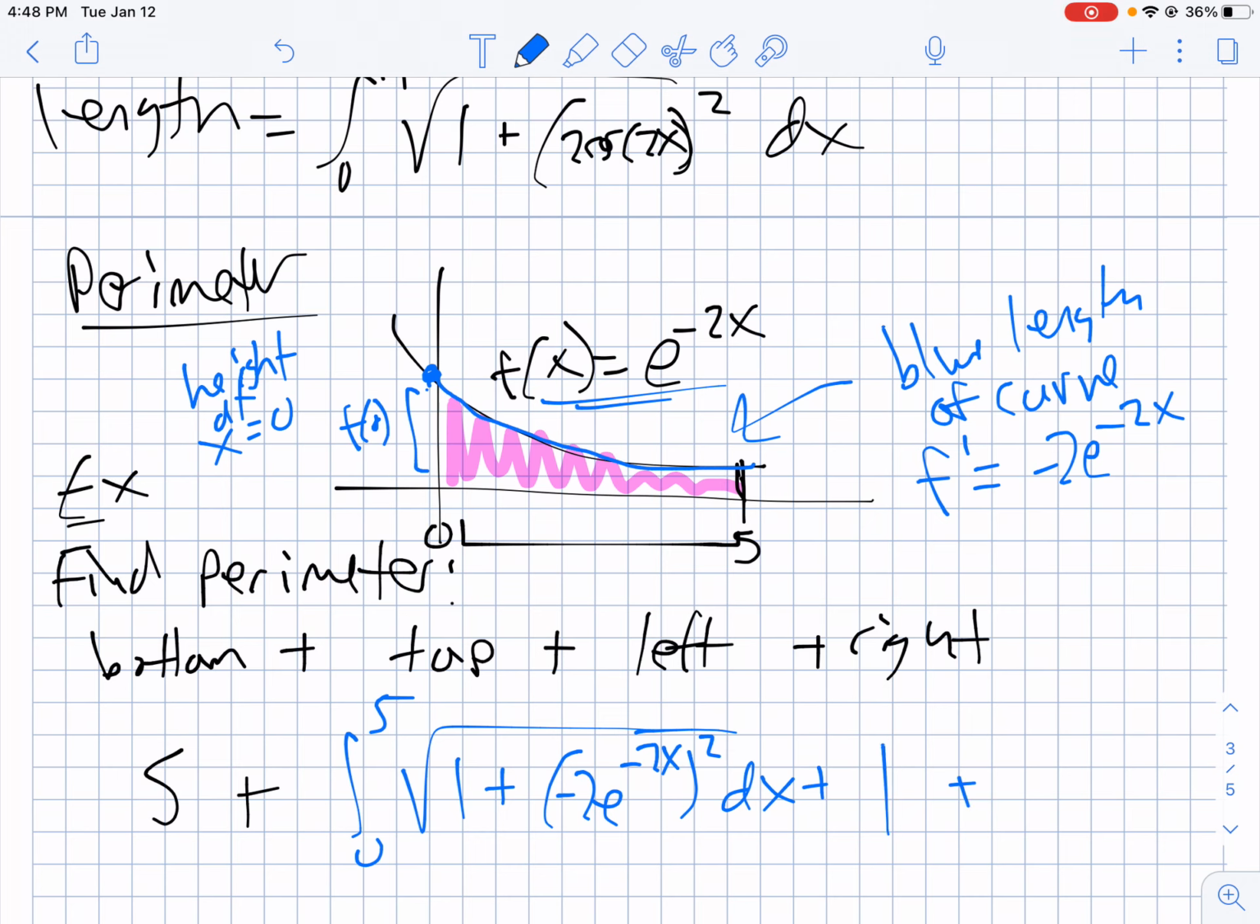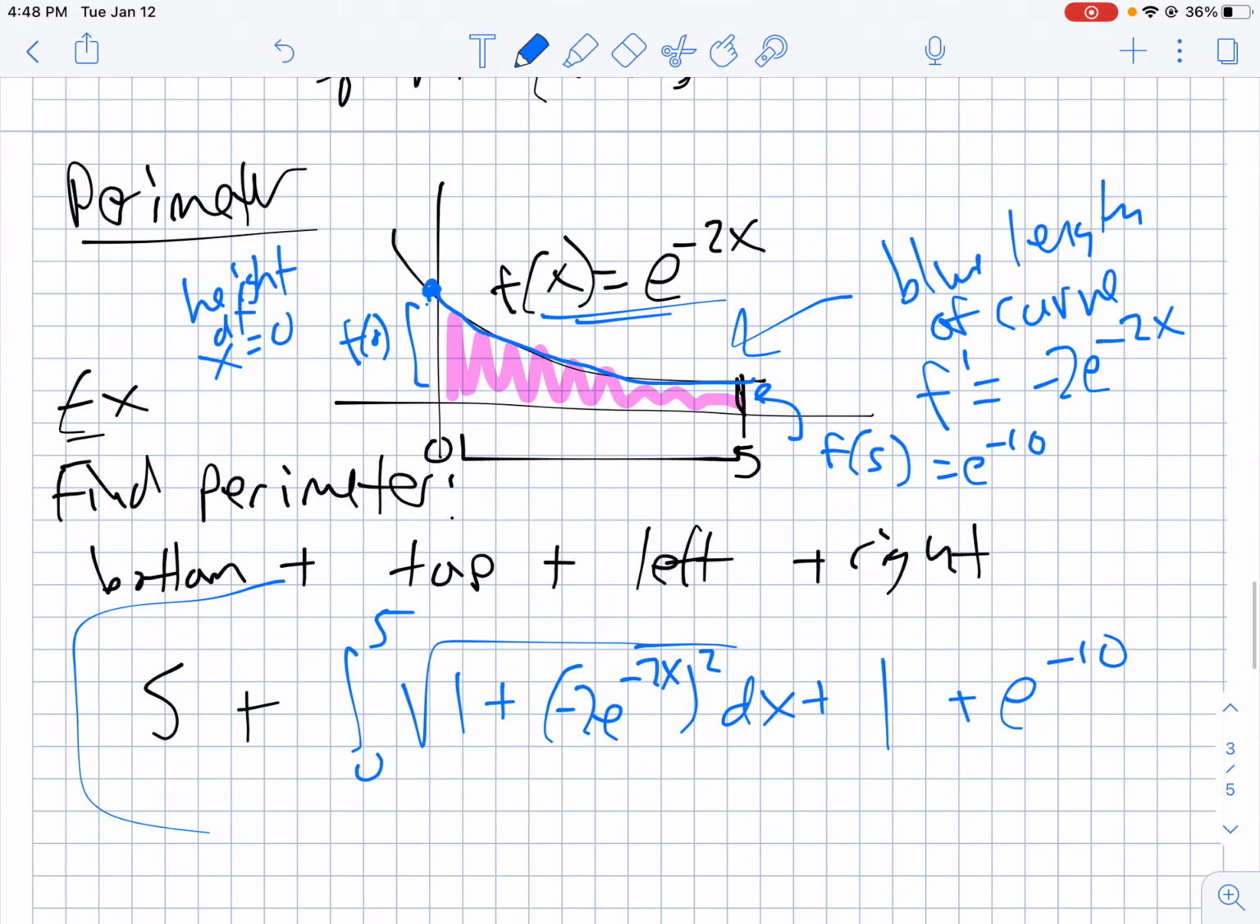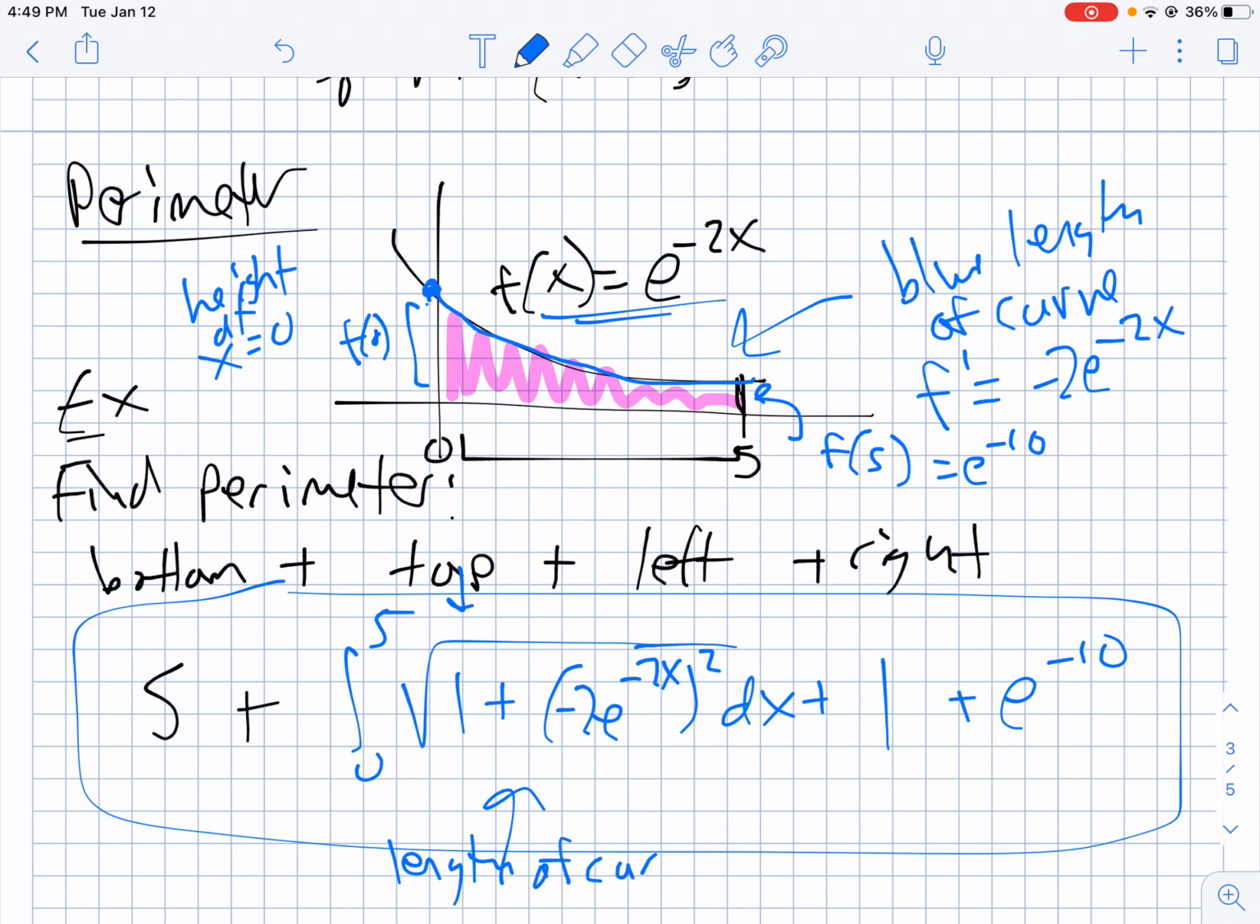Then the right side is just the height at that point, f of 5, which is e to the negative 10. So this is how you would find the perimeter of the shape. The only difference from what we knew before is doing the top, and the way we find that length of the curve is using the formula we just did. Again, this is the formula for a regular function versus a parametric.